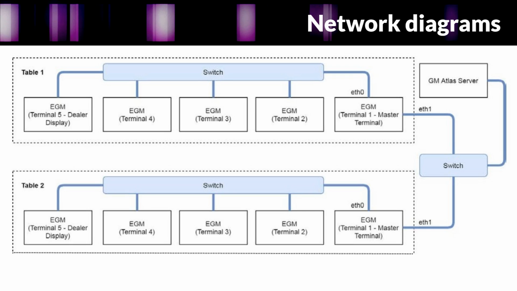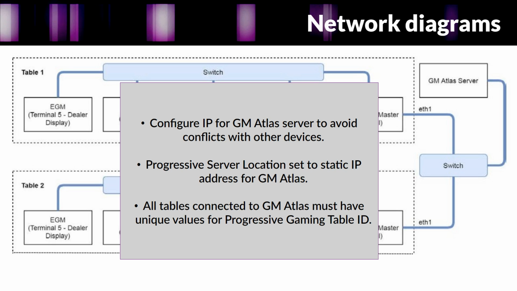Each master terminal requires configuration to a unique static IP address via the operator menu IP setup screen for the Ethernet 1 port. The GM Atlas server also needs to connect to the third switch. The IP of the GM Atlas server should be configured to avoid conflicts with the already connected devices. The progressive server location setting for all master terminals should be set to the static IP address configured for the GM Atlas server. All tables connected to the same GM Atlas server must have unique values for their progressive gaming table IDs.